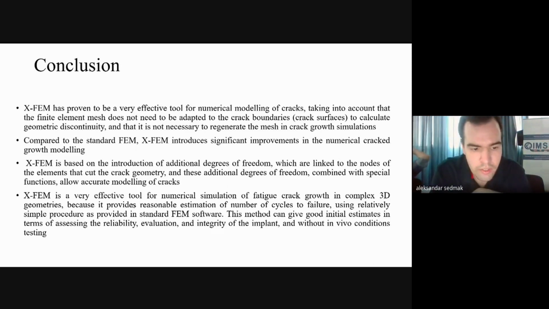So by using the XFEM, we can generate the fatigue crack growth, and in comparison with the experimental results, we can compare these two and conclude after how many cycles and after which crack length the unstable crack propagation to final failure will come.